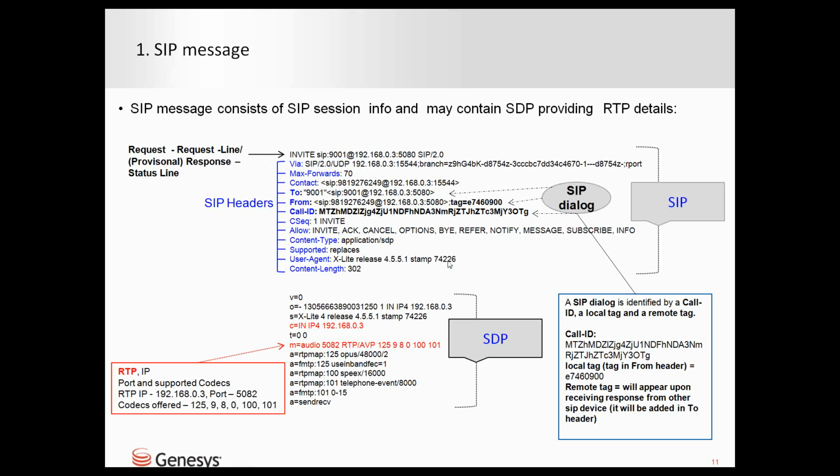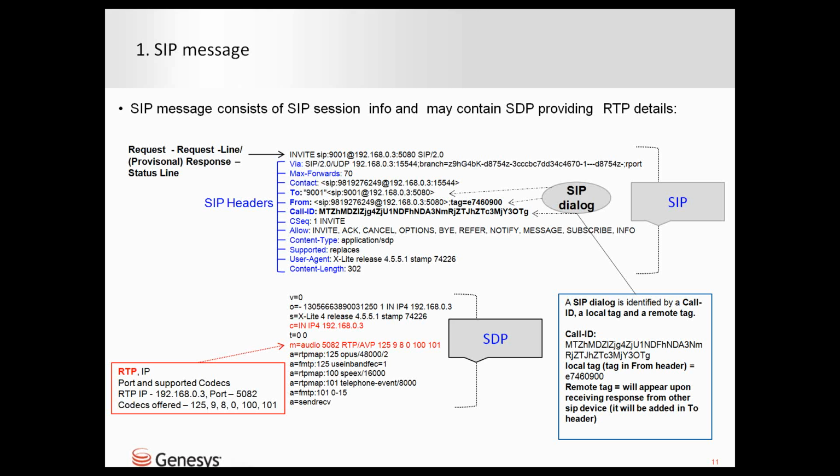When you see a SIP message, you will see the top line indicating either a request, a response, or a provisional response. It gives the status line, and then the blue ones represent SIP headers. For this presentation, you have Via header, Max-Forwards, Contact, To, From, Call-ID, CSeq. To understand what these are and what the guidelines are for these headers, you need to refer to RFC 3261.